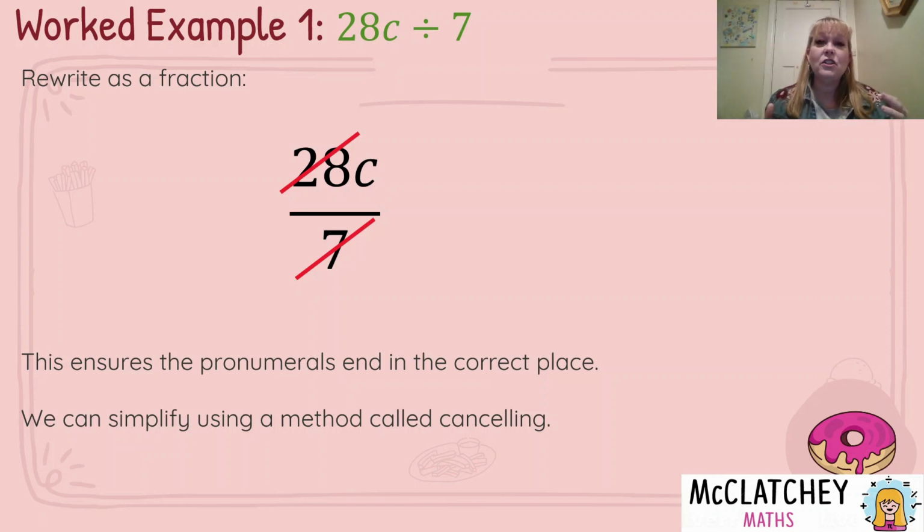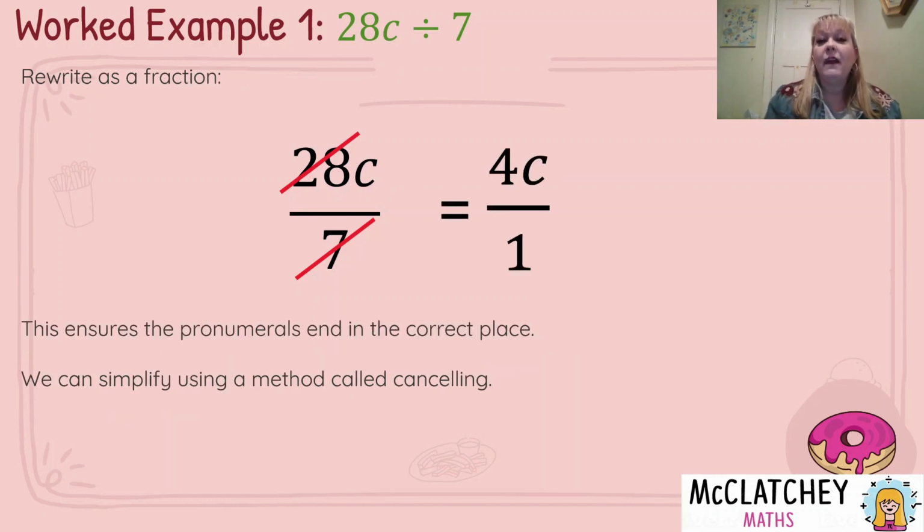What we're effectively doing is dividing that 28 by 7, and we're now going to rewrite that as 4c over 1, because the c hasn't changed. It hasn't been divided by anything in particular. The 28 and the 7 were simplified into the number 4. And because we cancel the top and the bottom out, we've divided 28 by 7. We've divided 7 by 7.